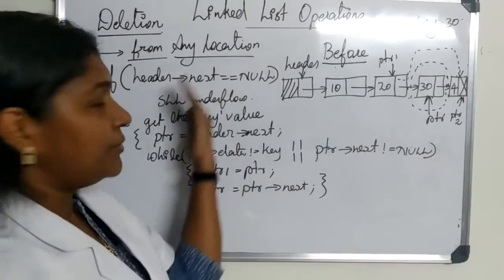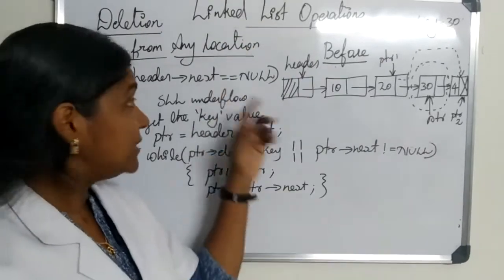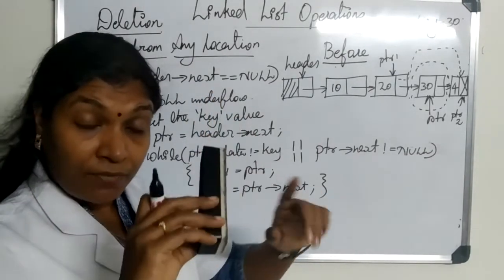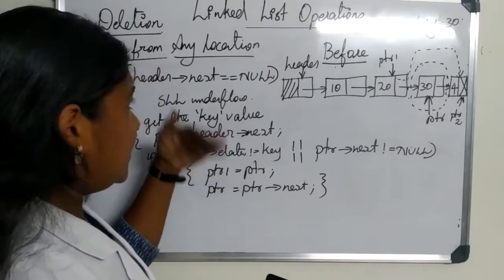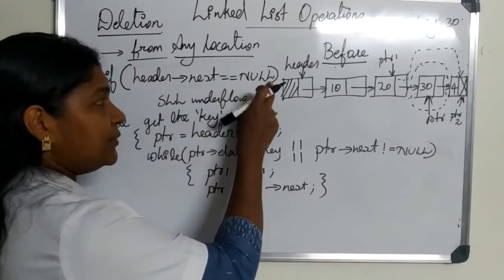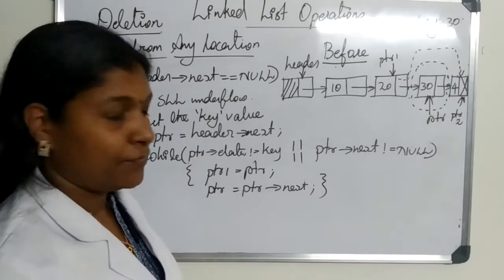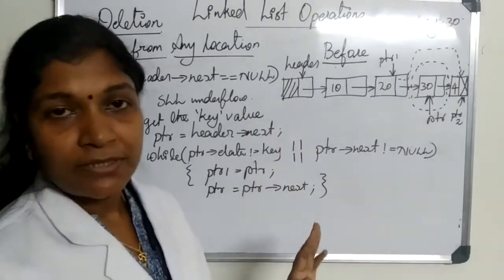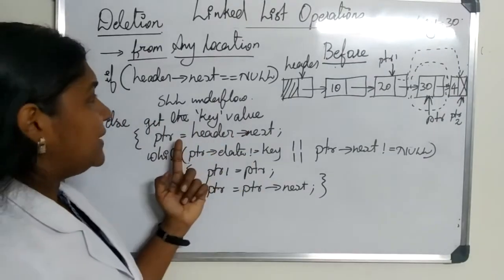So let's move on to the algorithm part. Like in our deletion from beginning and deletion from end case, first we will be checking whether the linked list is empty or not. That is, whether at least one node is there in order to perform the deletion. Okay. So for that, what is the condition we need to check? Header dot next is equal to null. If it is equal to null, then the single linked list is facing an underflow condition. Else means deletion is possible. So first we need to get the key value. Okay. So get the key value. Then next, what we need to do?